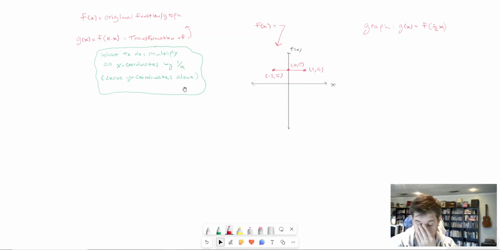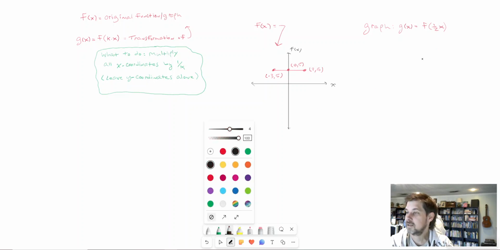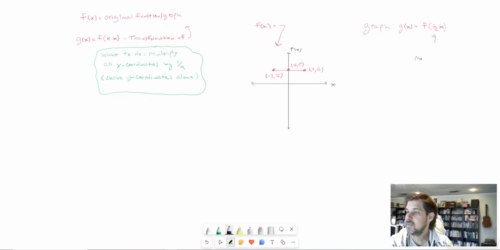Let me show you how that would work in this case. If I'm going to transform this graph in the way described, then the fact that that 1/2 is right there means we're going to multiply the x coordinates by the reciprocal of that. If that number is k, we multiply the x coordinates by 1 over k. So it'd be 1 over 1/2, but that's just 2. 1 divided by 1/2 is just 2. 1 over k is 2 this time.